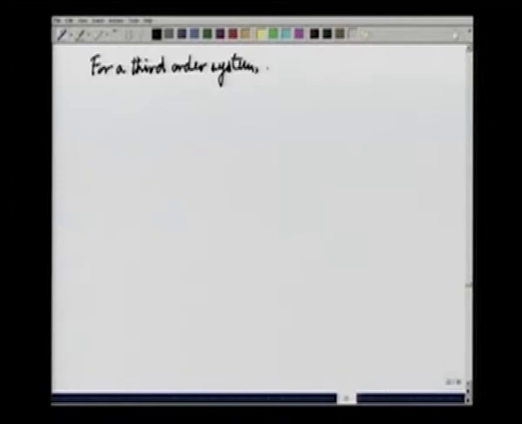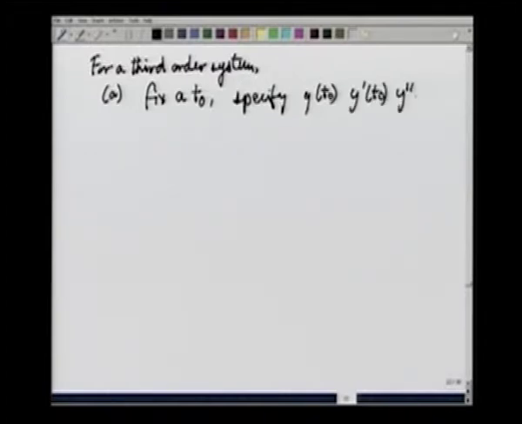either A: fix a T0 and specify y0, by which I mean y of T0, y dash of T0, and the second derivative y double dash of T0. This is one way you could do this.